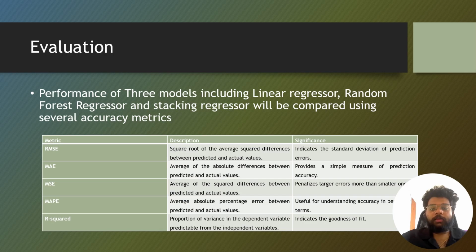RMSE indicates the standard deviation of prediction errors, while MAE shows the average of the absolute difference between predicted and actual values. On the other hand, MSE shows the average of the squared difference between predicted and actual values, while MAPE presents the average absolute percentage error between predicted and actual values. R square value indicates the proportion of variance in the dependent variable from the independent variable.